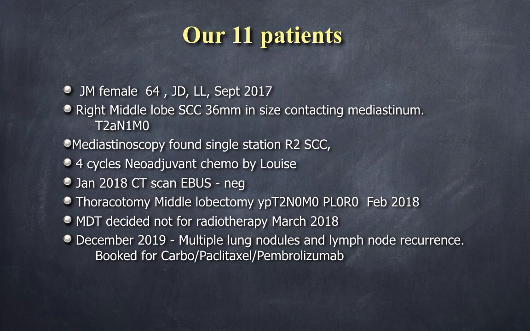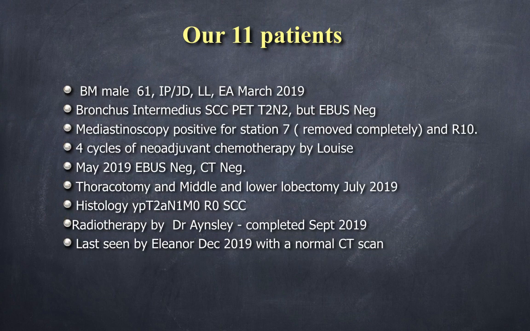Right middle lobe. T2A-N1, surprise N2 on mediastinoscopy, had the chemo, restaged and fine, had a lobectomy, decided not for radiotherapy, but has recurred. So they didn't get the radiotherapy. Maybe that was the problem, although it was multiple lung nodule recurrence, so I guess systemic recurrence.